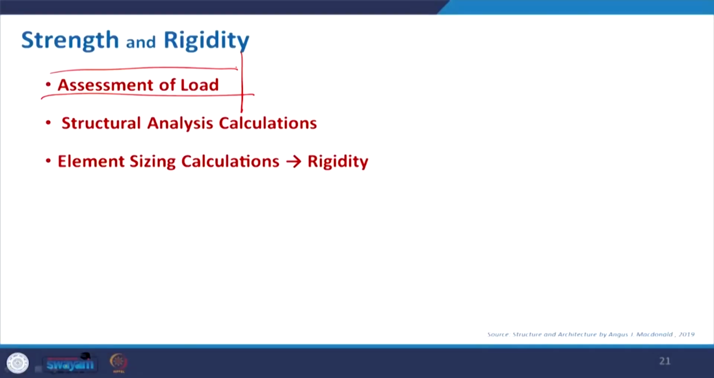We should not miss a single one, otherwise what will happen? The moment you get a particular load all of a sudden which was not taken into consideration, your building may not get the stability. Though we take some factor of safety, or we go for a higher side design, definitely we should not miss out the relevant load. So, assessment of load is the first step, then the structural analysis calculation.